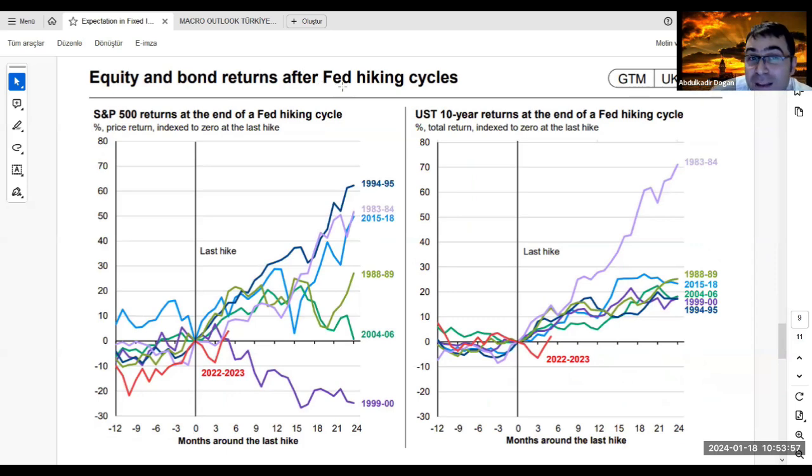Equity and bond return after the Fed hiking cycle. This chart is important. Why? Because in the S&P 500, as you see here, when the Fed started to increase the interest rate, we are here, and we have different periods: 1994 and 95, 1980s, 2015, 1988 and 1999, 2004, and 1999 and 2000. These are different time periods for 12 months forward, 24 months forward, and 12 months back. These show what will happen to the S&P return. As you see, after the Fed started to increase the interest rate, this is the last hike. After this, the S&P return increases.